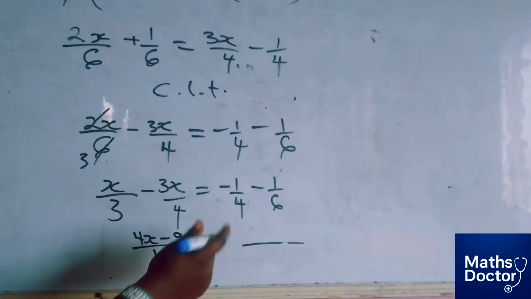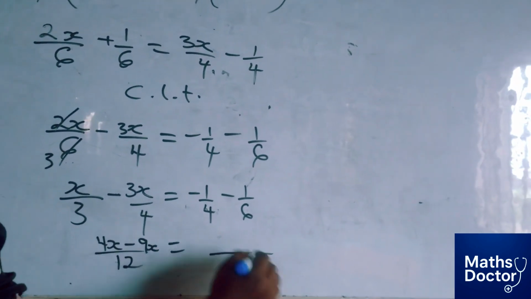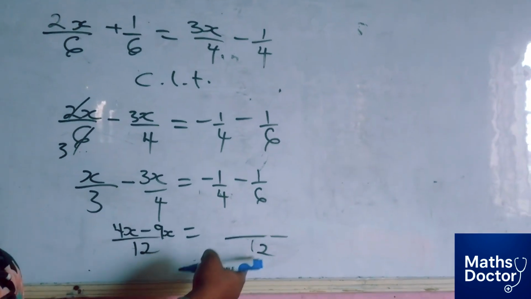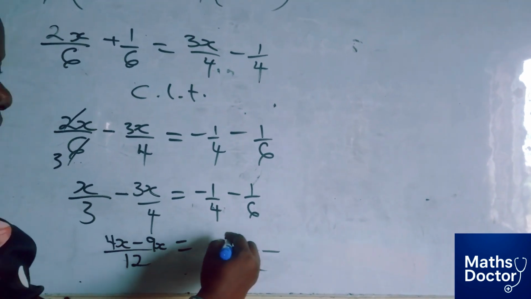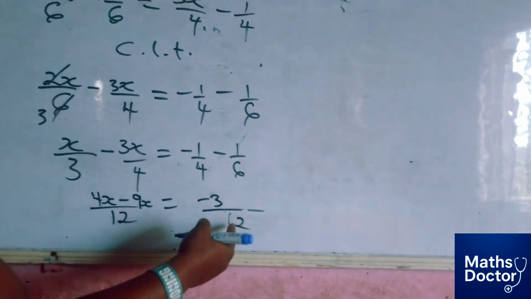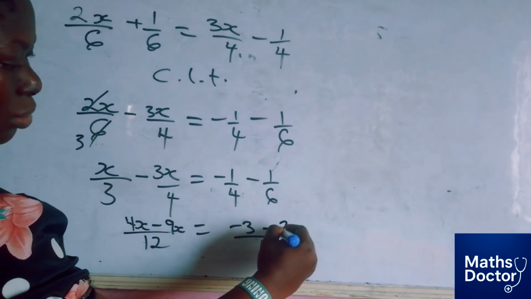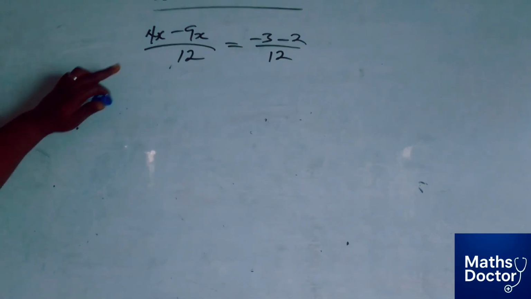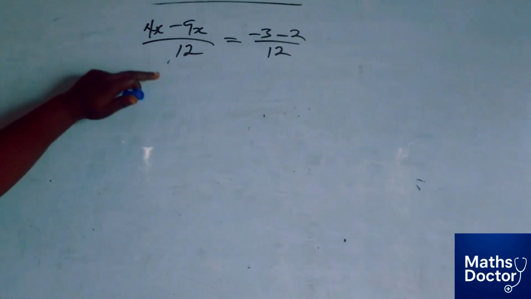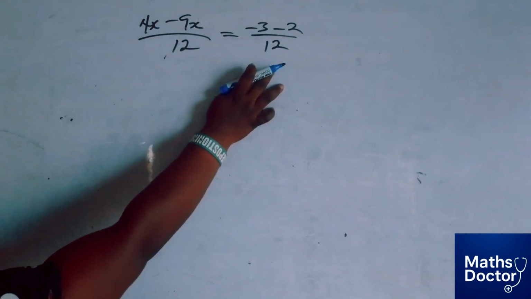Moving to the other hand. The LCM of 4 and 6 is 12. 4 divided by 12 is 3. 3 times 1, you have minus 3. 6 divided by 12 is 2. And then 2 times minus 1, you have minus 2. So we have (4x minus 9x)/12 equals to (minus 3 minus 2)/12.